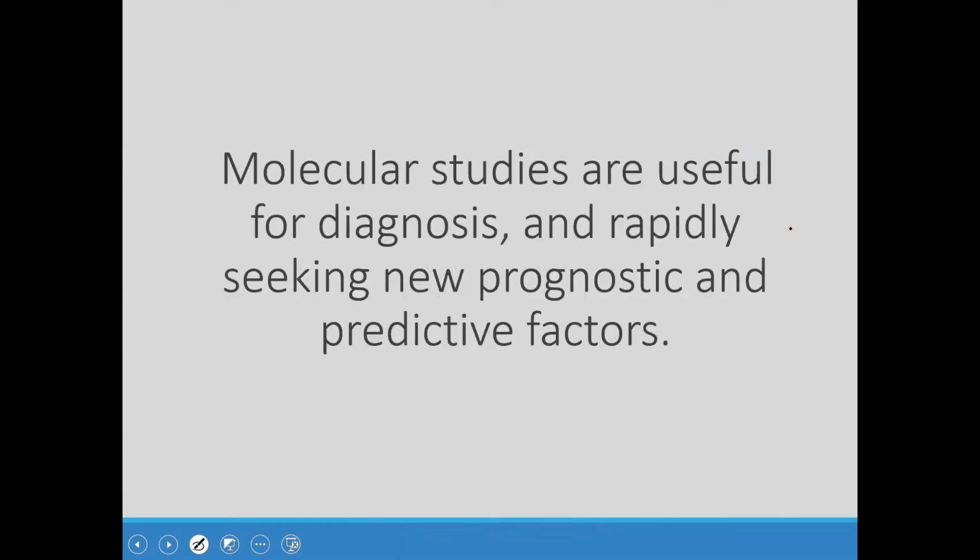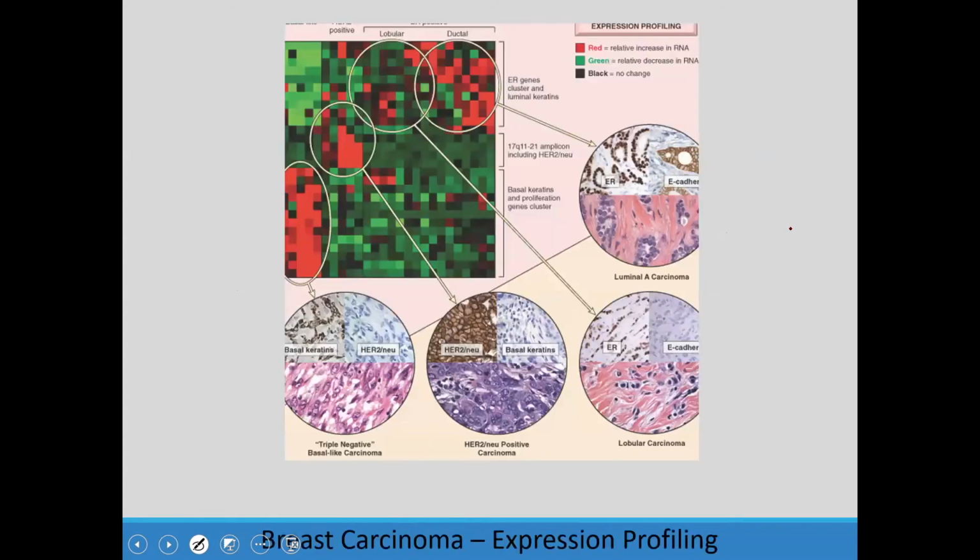Again, molecular studies are also useful. And as I mentioned earlier, these are kind of new and upcoming, and they help to provide both prognostic and predictive factors. Here's an example. This is a messenger RNA expression profile, which allows us to subtype breast cancer differently than we've normally been doing. So historically, we would classify breast cancer as ductal and lobular, and we would also classify it based on whether it expresses ER or PR or HER2.